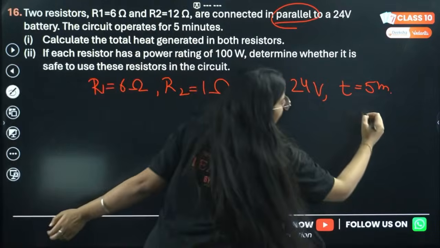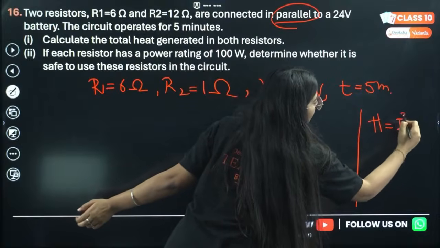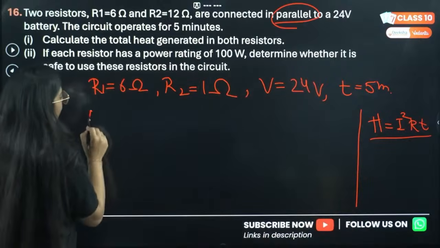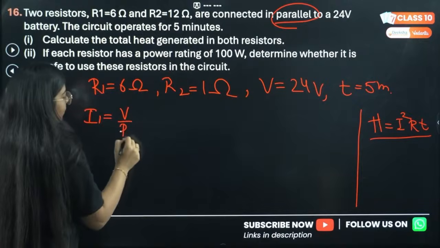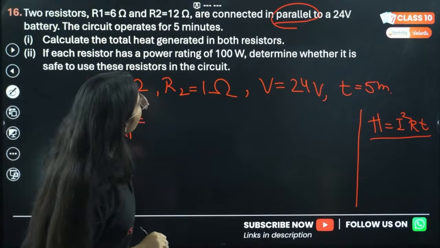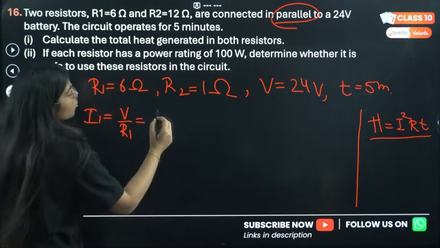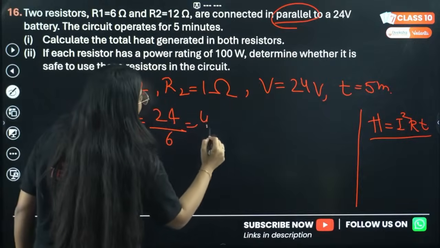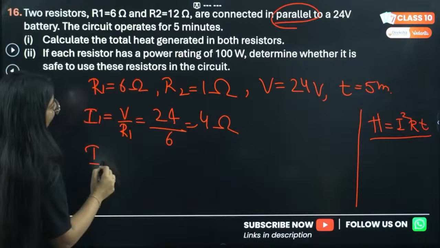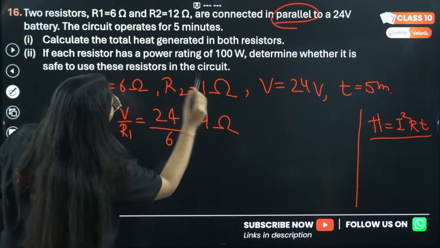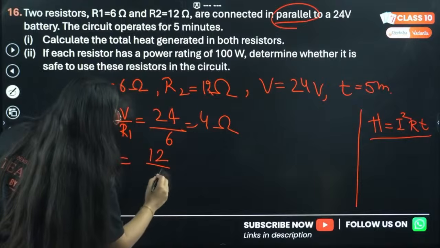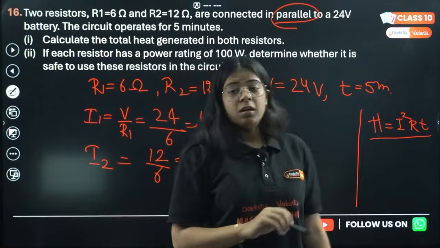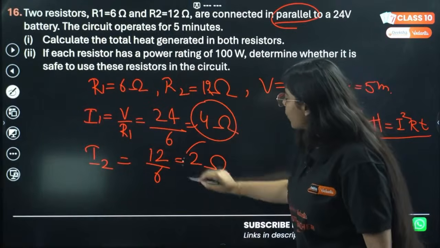For heat, can I use the formula I square RT? But for that, I will need I. For I1, we have V by R1. Okay, do we have voltage? Yes, we have voltage. So, V will be 24 and R1 is 6. So, it will be 4 ampere. Correct? I2, that is 24 divided by 12. So, this will be 2 ampere. So, I have I1 as 4 ampere and I2 as 2 ampere.